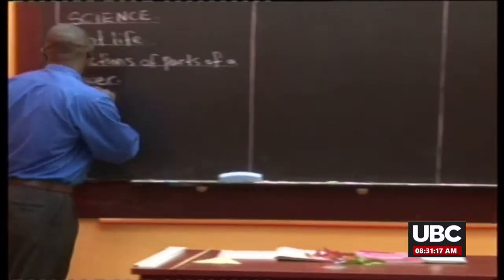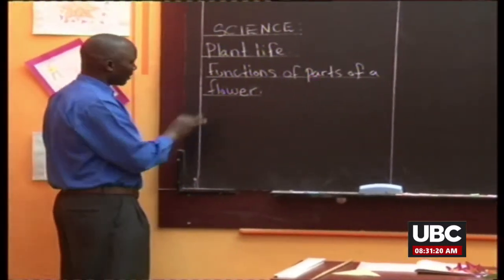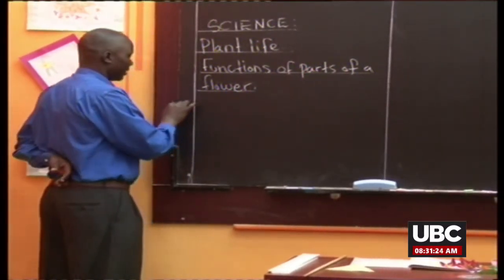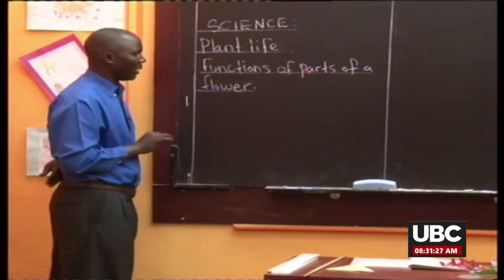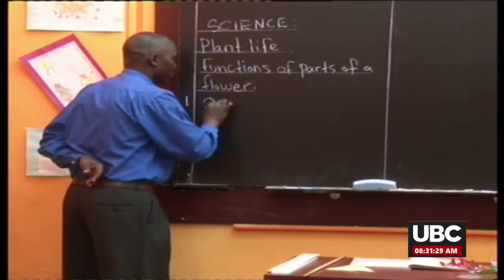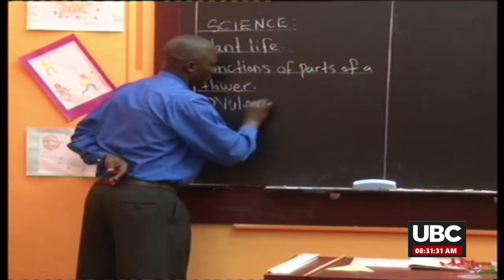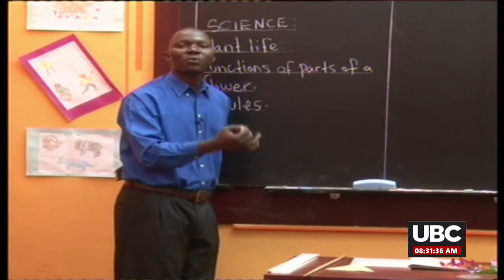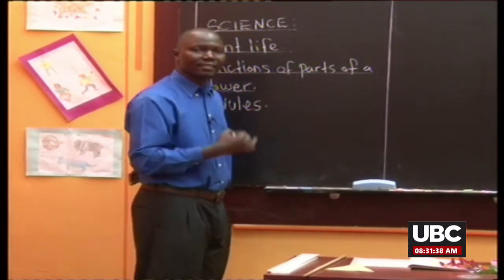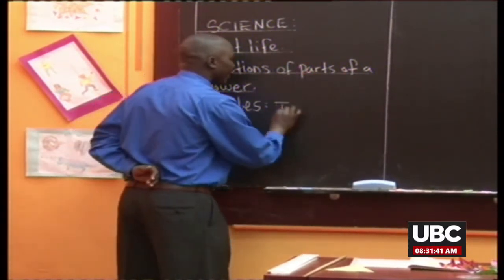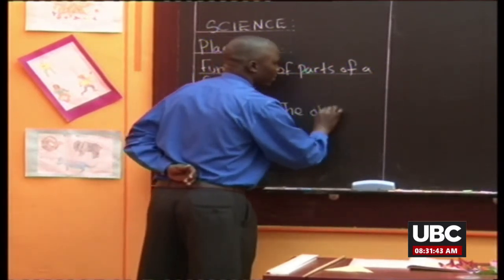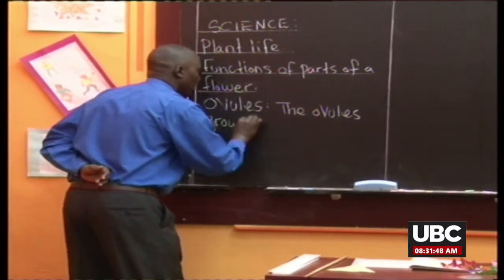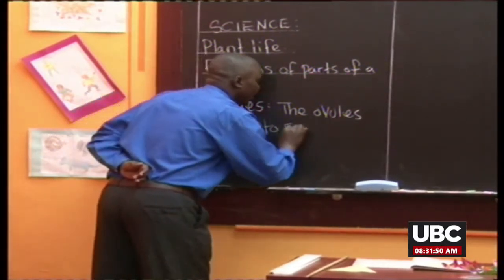So the first part that we'll look at, part number 1, we are calling it the ovules. And we are saying the ovules grow into seeds.